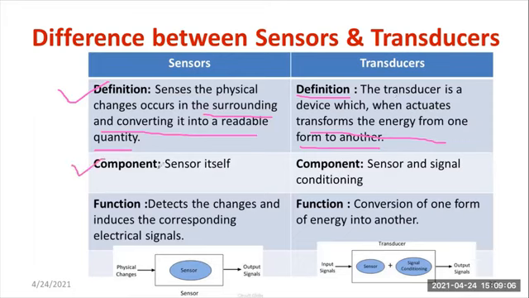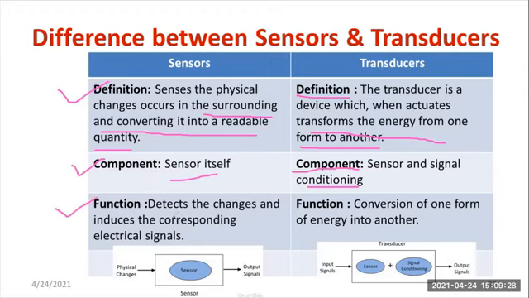And if I talk about the components present inside, only the sensor itself is a component. The transducer comprises both a sensing element as well as a signal conditioning device. So I should say that the sensor is a part of the transducer. That is one of the important differences.